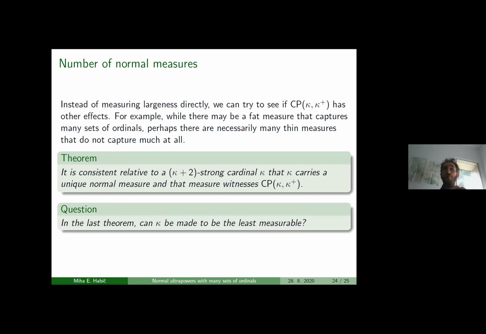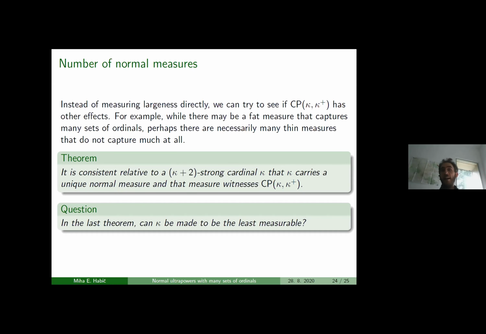But another way of thinking about it might be, look, if you have capturing kappa kappa plus, fine, there's one normal measure on kappa that's particularly fat, that captures a lot of stuff, okay? But you might expect that regardless of that, there might be other much thinner measures that don't capture really anything at all, right? You could think of this in analogy with, for example, no matter what measurable cardinal kappa you start with, there's always a measure on it so that in the target model M, kappa is not measurable, right? There might be other measures in which kappa is very much measurable and have other properties as well, but there's always at least one where kappa is not measurable in the target, okay?